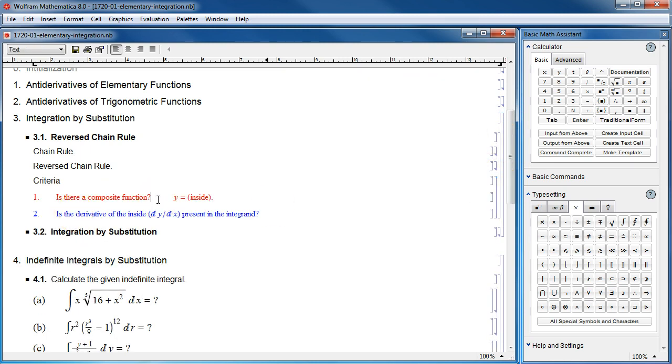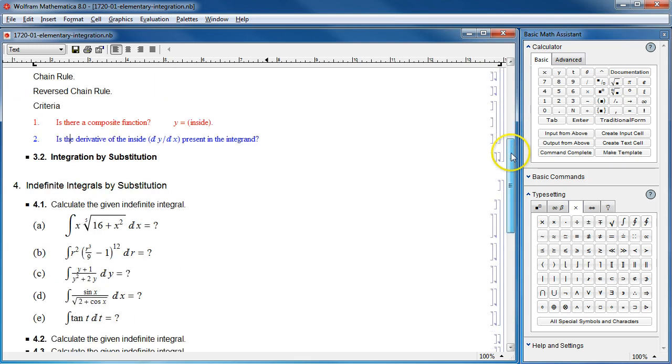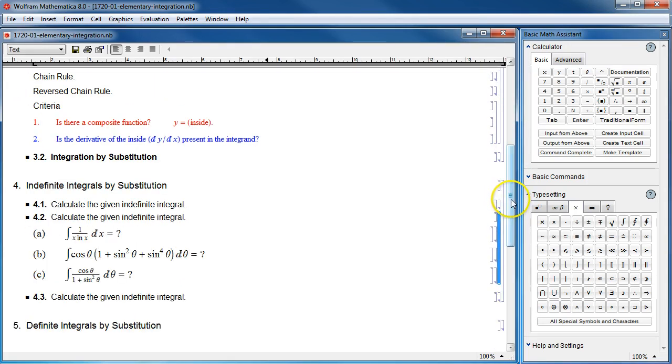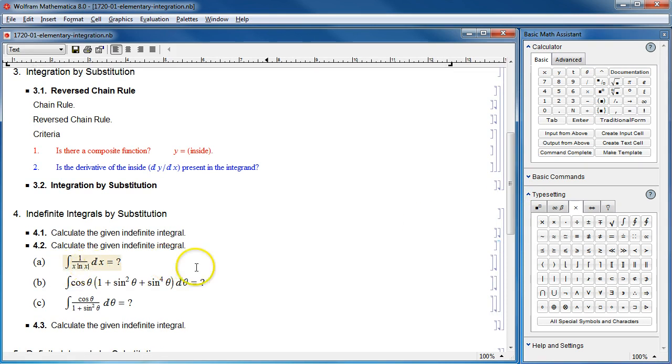Number one, is there a composite function? Simply take y as the inside, and usually that was enough. But in some cases, that's not enough, and you have to consider the second criterion, and that's why I'm taking a little bit of extra time reviewing this again. Let's move on to this set, and let's go over this problem.